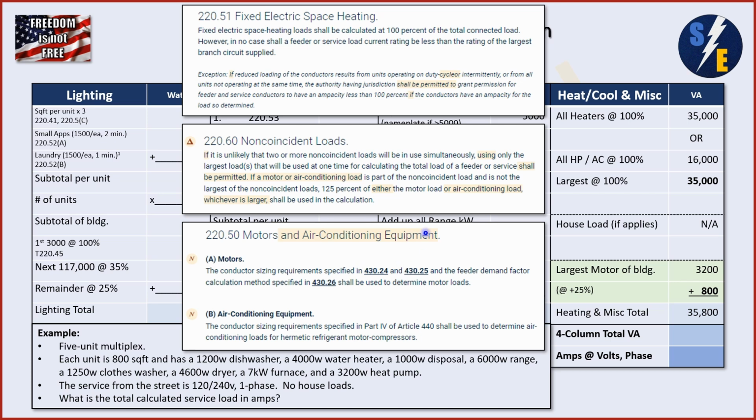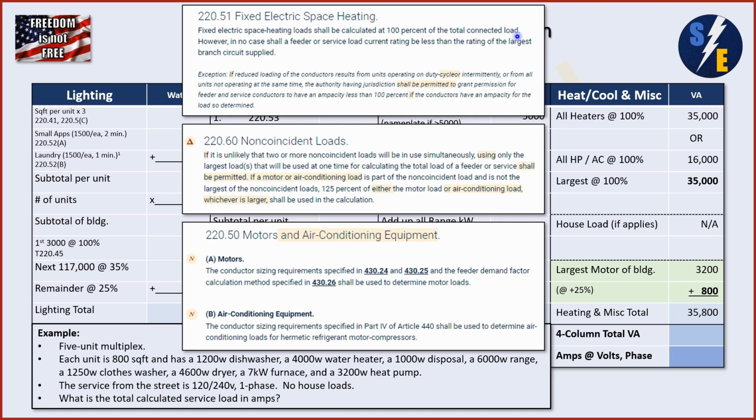Okay, so I just want to give you a little overview first. So let's start back up here with the fixed electric space heating. It says fixed electric space heating load shall be calculated at 100% of the total connected load. Okay, so that's pretty easy. There are no demand factors for heating.